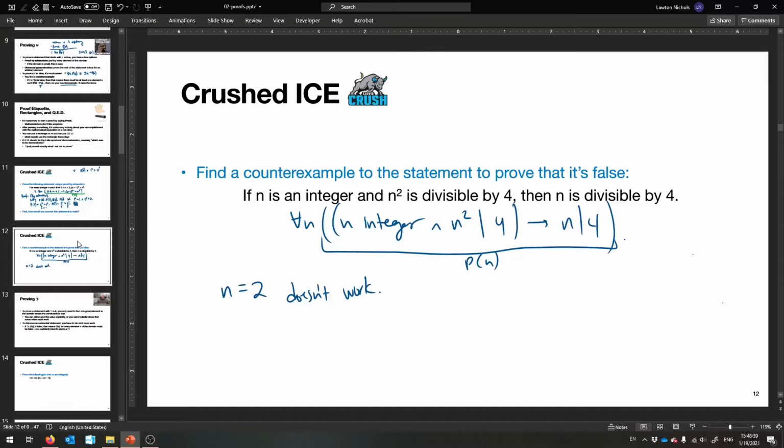Okay, now let's see why. It doesn't work because it's an integer. So that's true. And it is n squared is divisible by 4. N squared is divisible by 4 because that's saying that 4 is divisible by 4, because 4 equals 1 times 4. That can be our k. Yeah? So by definition, that's totally fine.